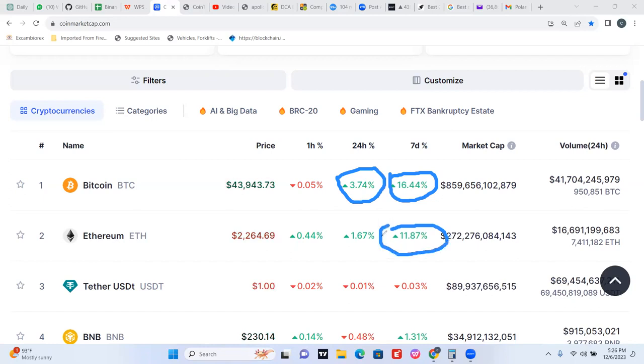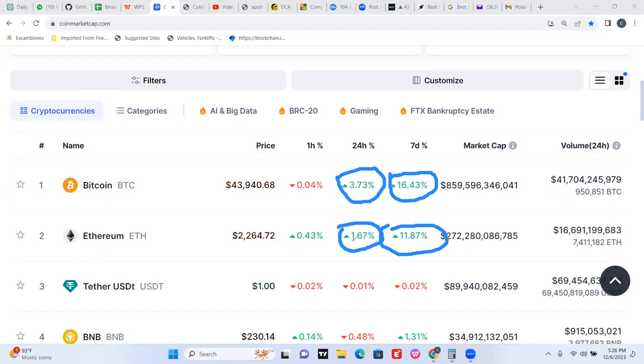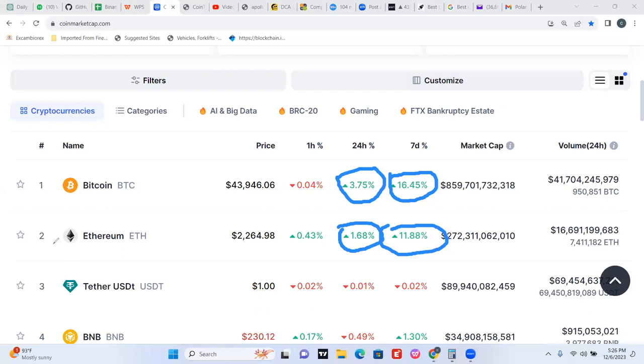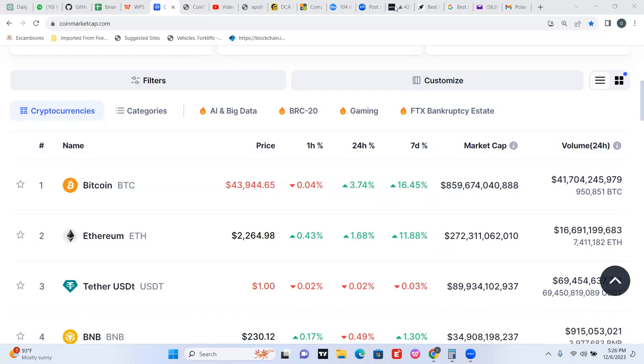Ethereum is 11% in 7 days, and you can see it is 1.6% in 24 hours. These are stable coins you can put on AI grid. So you can put them on AI grid, and many other coins like that. I just wanted to show you a quick difference between that.